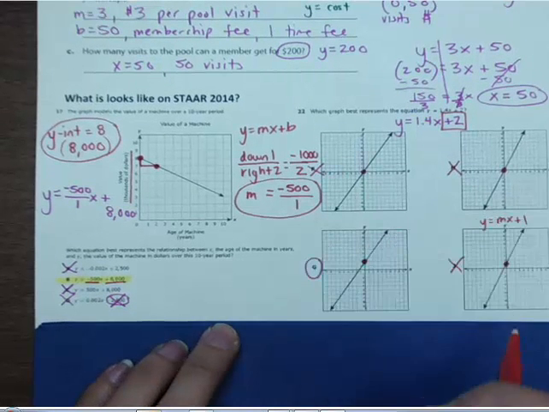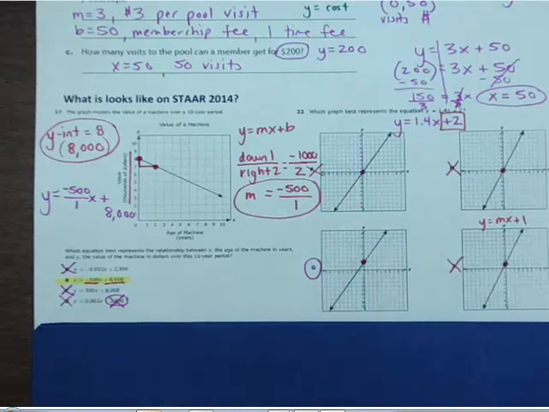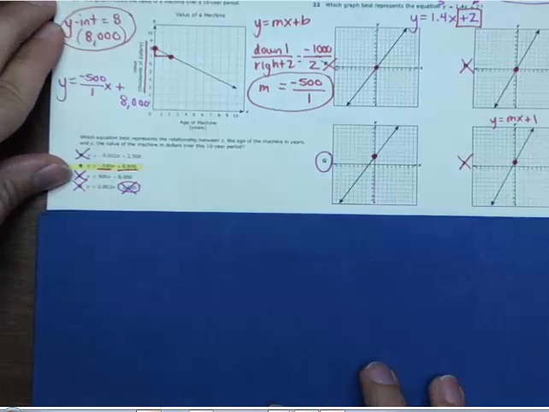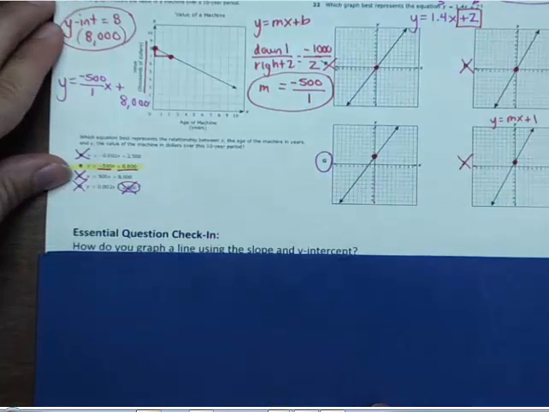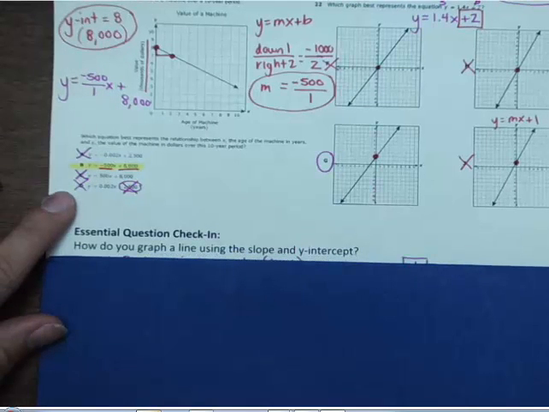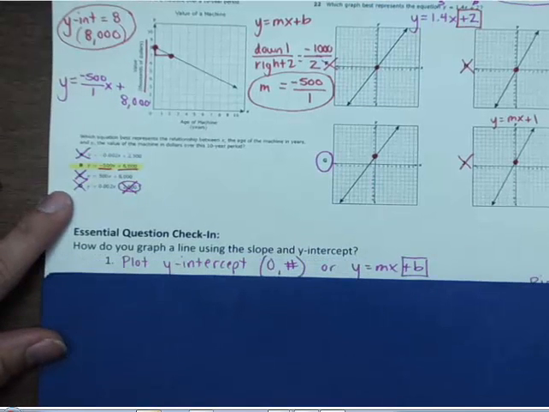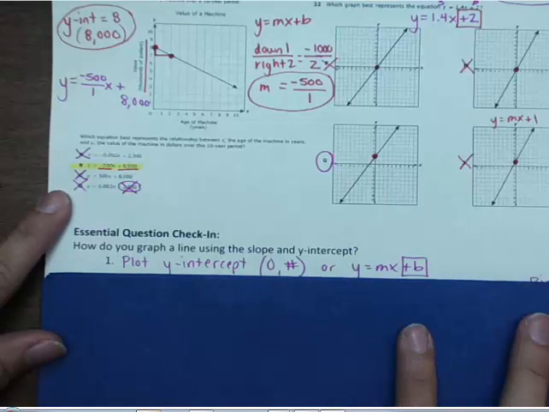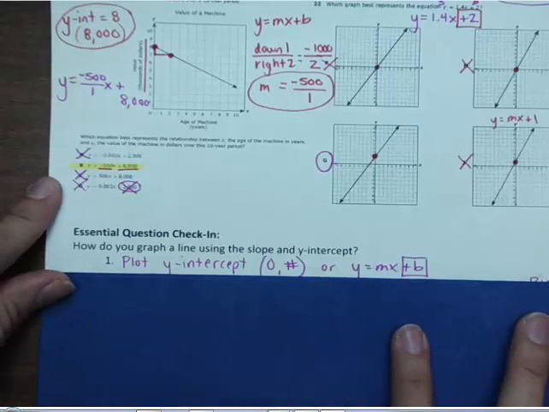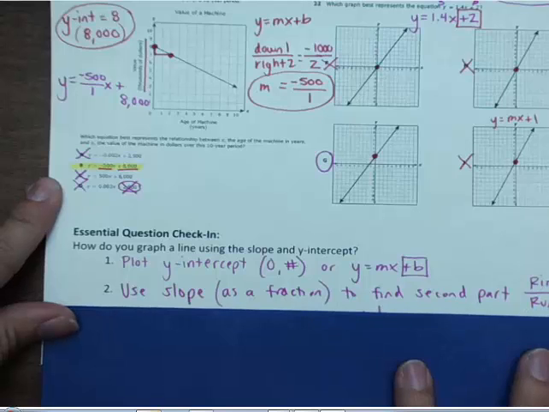So let's go back to the essential question that you guys are supposed to know how to answer by the end of this lesson. Remember, the essential question was, how do we graph a line using the slope and the y-intercept? Remember, there are 3 steps. The first step is plot the y-intercept, which is going to be 0, then that number. And remember, in our equation, the y-intercept is the b. After I plot the y-intercept, I'm going to use the slope, and hopefully it's written as a fraction. If not, write it as a fraction to find the second point.